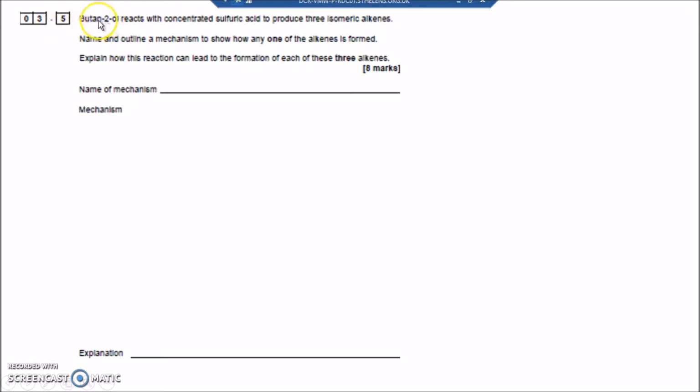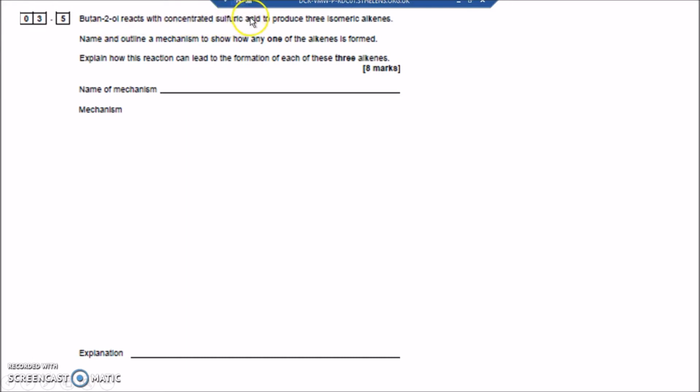So question 3.5, let's have a look at what we've got here. We've got butan-2-ol, so I've got 4 carbons with an OH on carbon number 2, so it's a secondary alcohol because the C with the OH is in the middle of a chain connected to 2 other carbons either side. Reacts with concentrated sulfuric acid.